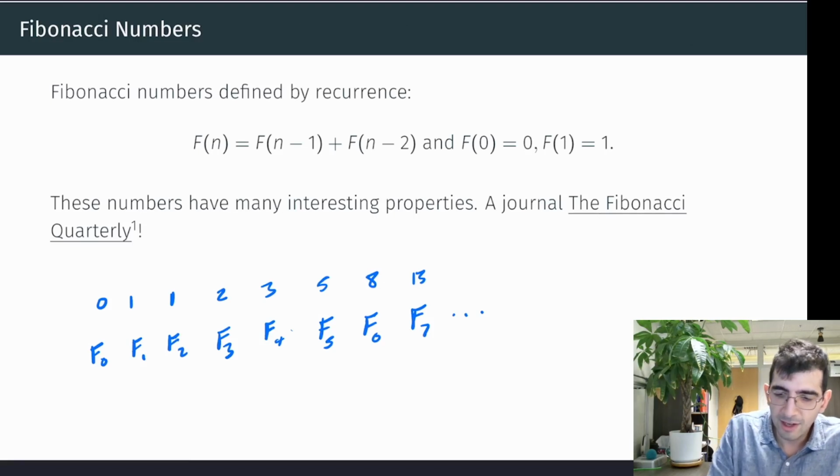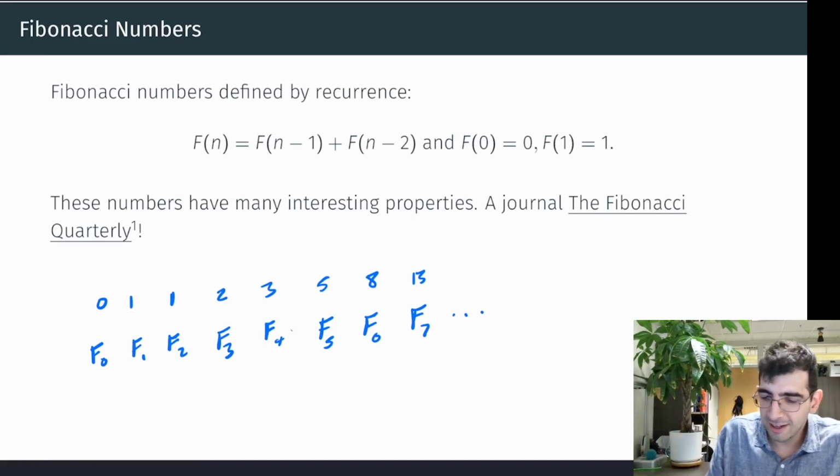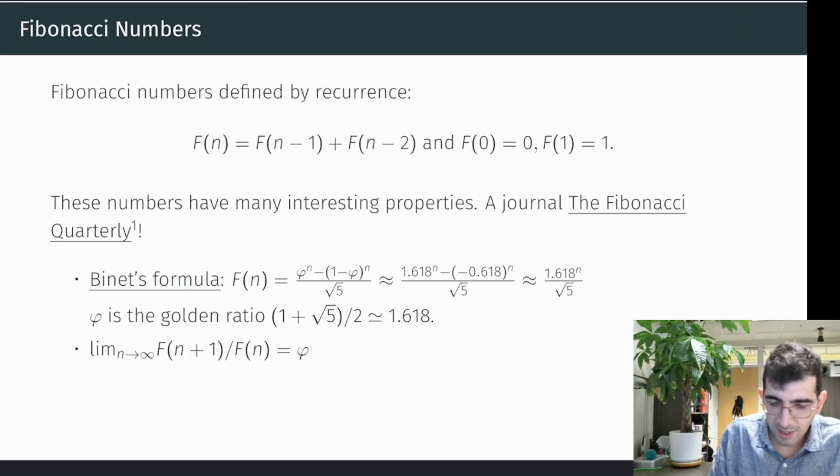Okay, so a beautifully simple number sequence, and it has many interesting properties in all areas of mathematics. In fact, it's so widespread that there is a journal called the Fibonacci Quarterly. So, kind of cool things about the Fibonacci sequence that you might not know.